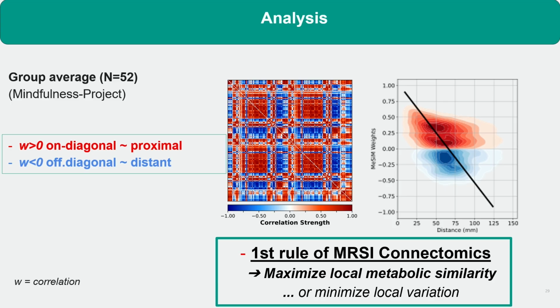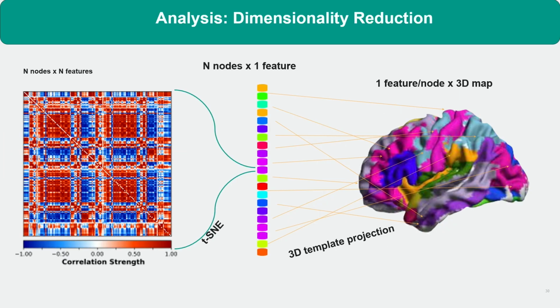If you look at the distribution of correlation as a function of the interdistance, you're finding this negative trend, the same way you would find this in structural or functional wiring too. So I'm going to formalize the first rule of MRSI connectomics. We are maximizing local metabolic similarity or minimizing local variation, the same way we would maximize local wiring in structural connectomics.